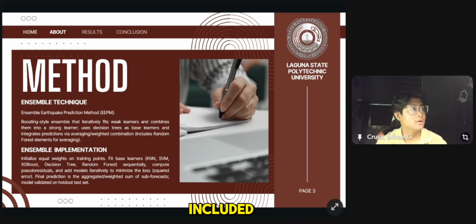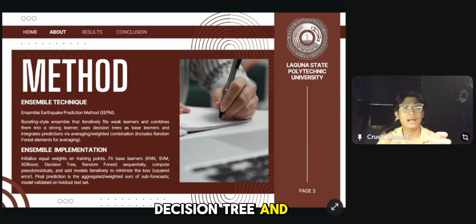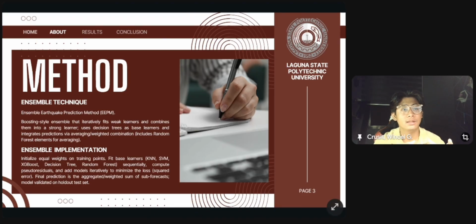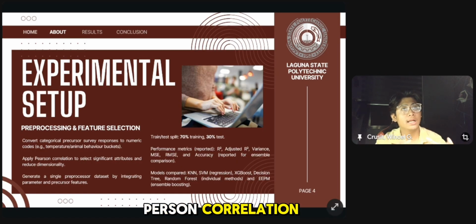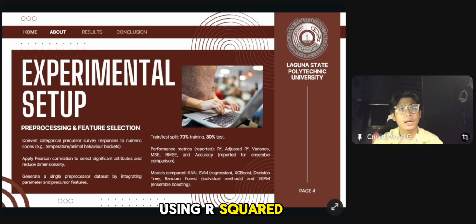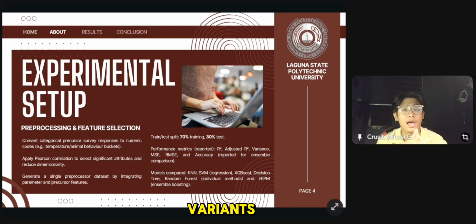The base models included KNN, SVM, XGBoost, Decision Tree, and Random Forest. Decision Tree and Random Forest were the strongest contributors, while KNN, SVM, and XGBoost helped in the later stages to reduce smaller errors. For the experiment, they used Pearson correlation for feature selection, then split the data 70% for training and 30% for testing. They evaluated the models using R squared, adjusted R squared, variance, MSE, RMSE, and accuracy.